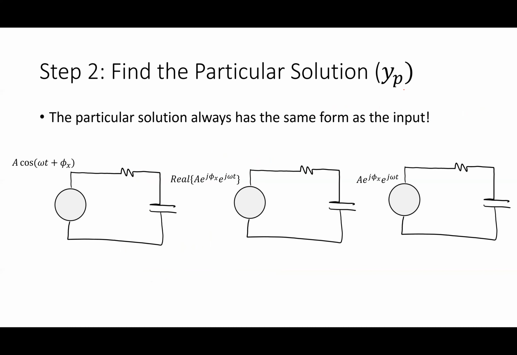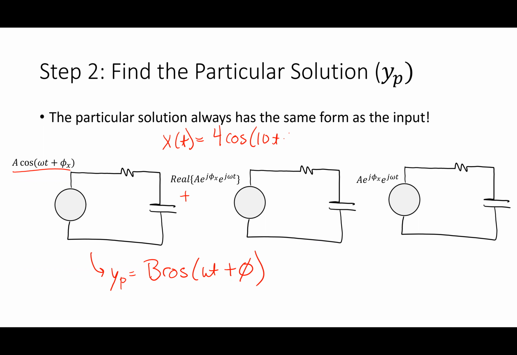Now, I'm back to the other problem. I don't want to do anything else with it at this point. I want to focus on this particular solution piece. What I have is A cosine omega t plus phi x, because there's some phase shift in that input. The voltage, in this particular case, so my system could be some sort of LRC circuit or something like that. I guess that my particular solution is going to be y p equals B cosine omega t plus phi, okay? In this particular case, my x of t was 4 cosine 10t plus 45 degrees, okay? So the phi x here is the 45 degrees, the omega is 10, and the A is 4, all right?